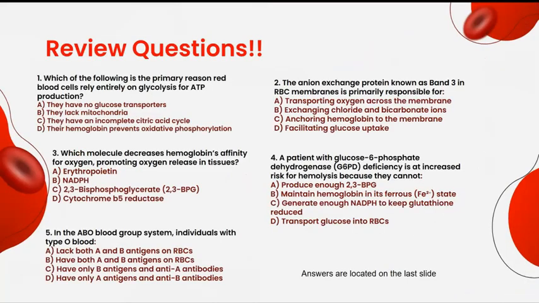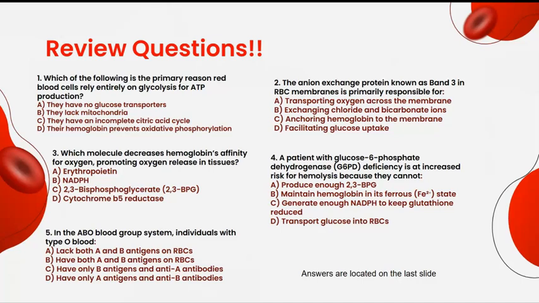So here are some review questions that I drew up. First, which of the following is the primary reason red blood cells rely entirely on glycolysis for ATP production? Second, the anion exchange protein known as Band 3 in RBC membranes is primarily responsible for what?